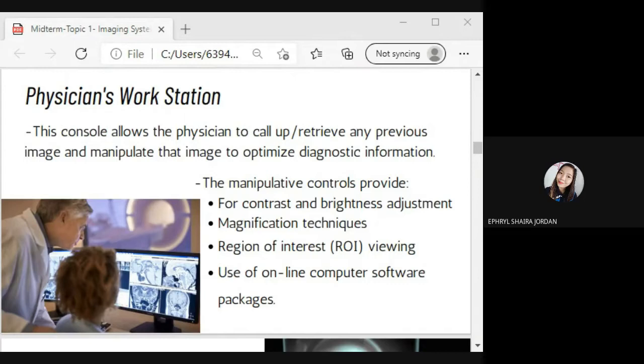So this workstation or this console is usually remote from the CT scan room. It is usually located at the reading room, where the radiologist interprets images. This console can also be used for post-processing tasks for all digital images, and this workstation is also linked to a picture archiving and communication system, also known as PACS network.